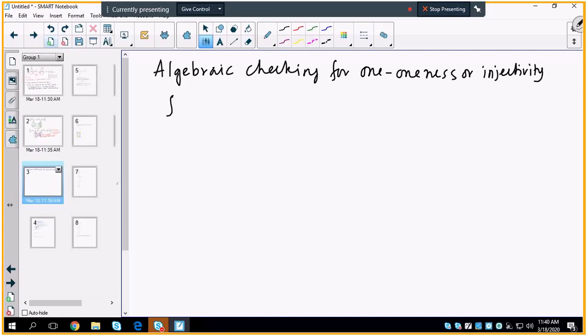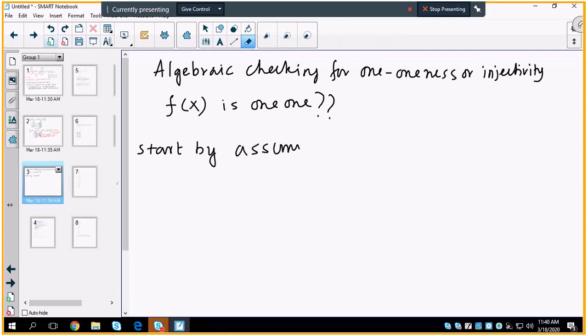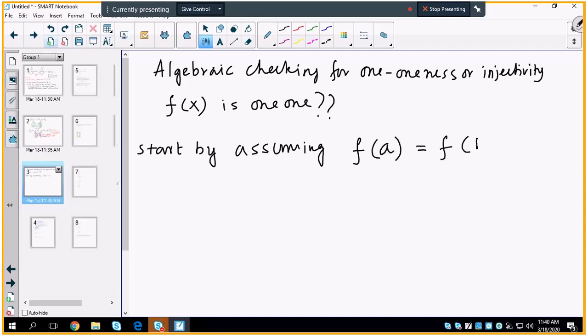Say you are given a function f(x) and you want to know whether it is 1-1 or not. So I will put a question mark because I want to check whether this is 1-1 or not. How do I check it? Start by assuming you have exactly one output for two different inputs. For example, f for the input A should give me the output B.